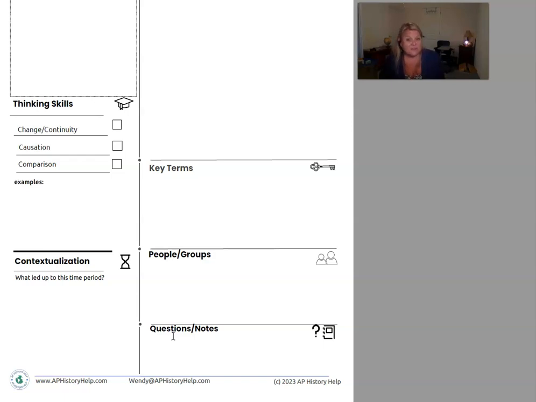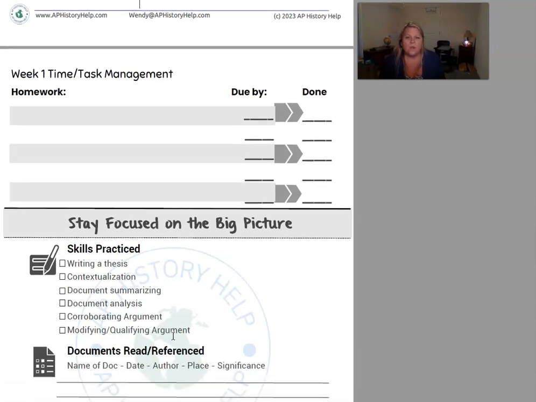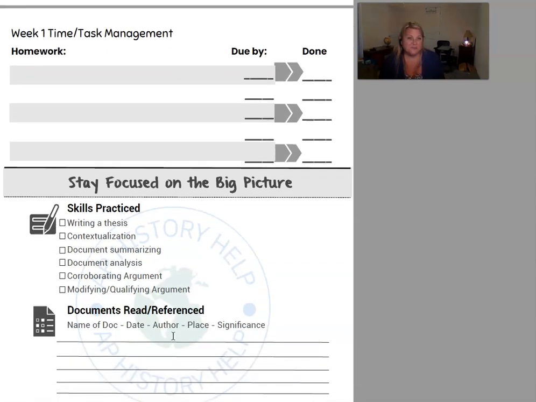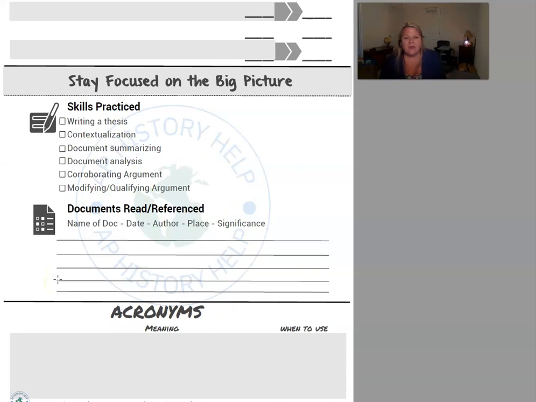Now let's move on to page 2, where we give a little time or space to time and task management. Write down your homework assignments, when it's due by, check it off when it's done, because we all really like to check off those finished things, which is staying focused on the big picture.